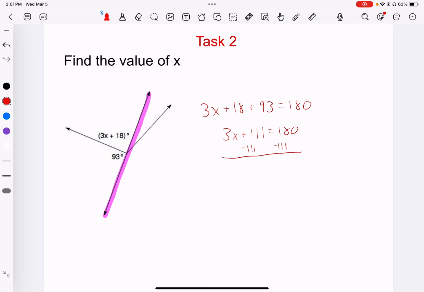Subtract 111 from each side. So I'm left with 3x is equal to 69. Divide both sides by 3. X equals 23.